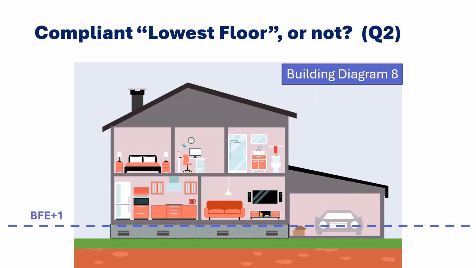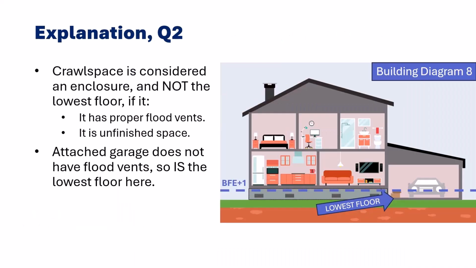Let's try a slightly different example scenario. Does this building have a compliant lowest floor? Yes or no? This building is elevated on a crawl space foundation, called a building diagram 8. In this case, it also has an attached garage, which does not change the building diagram number, but may influence the lowest floor. The crawl space floor is the bottom floor recorded on the elevation certificate.